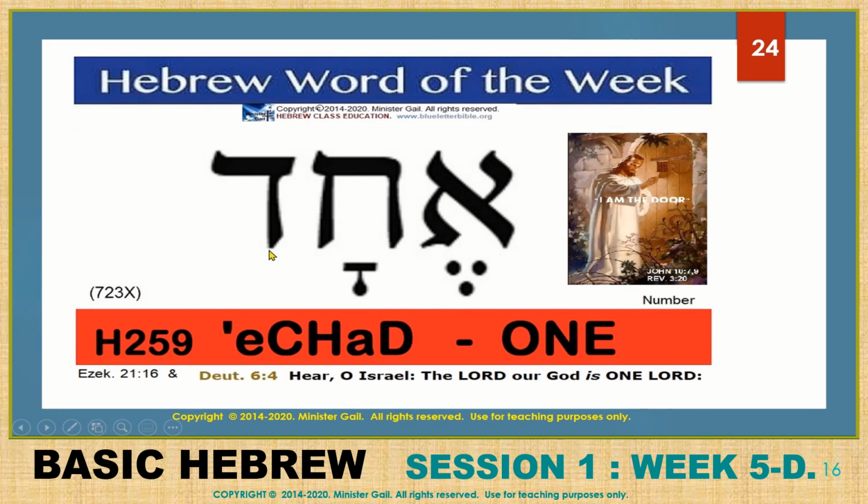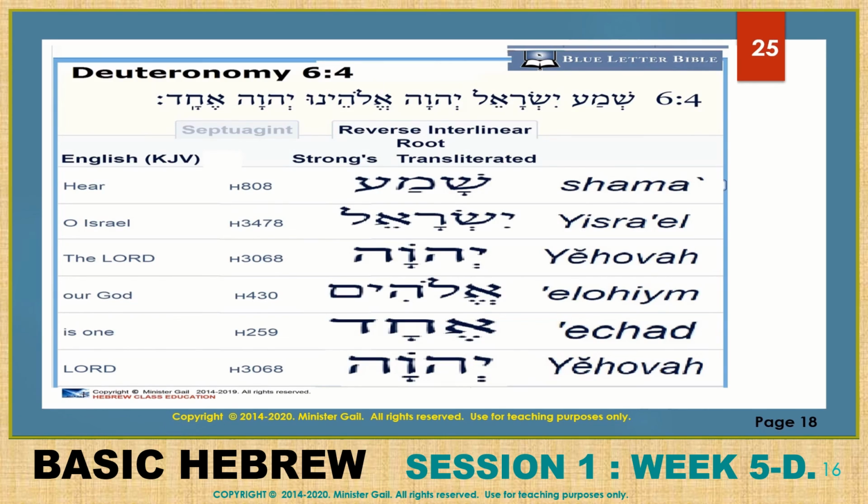C-H-A-D for door. It's in there 723 times. It's a number. He's the number one. Deuteronomy 6:4. Hear, O Israel, the Lord our God is one Lord.